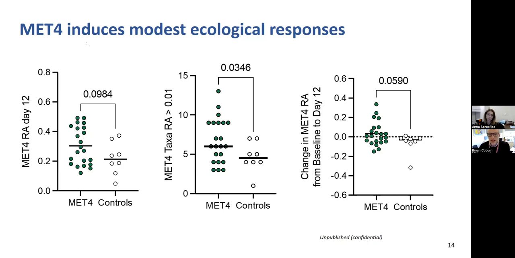in the recipient. The first two plots show that there are more MET4 taxa. There's a greater proportion of MET4 taxa and more MET4 taxa in the recipients than in controls, and that these numbers actually go up. But the other notable thing here is that there's a lot of heterogeneity in these responses. Some people engrafted a lot of the MET4 consortium and some not very much at all.